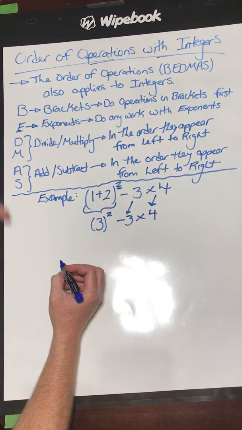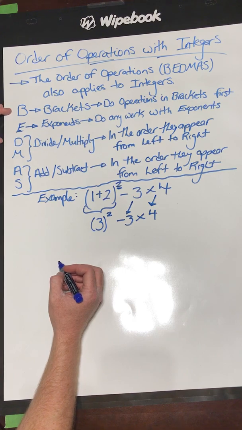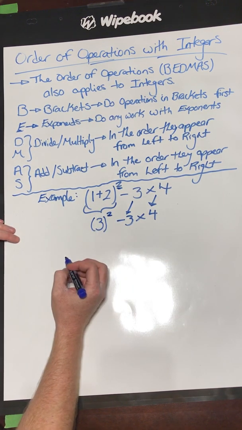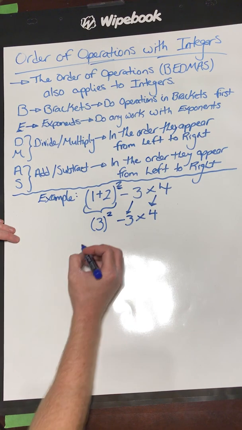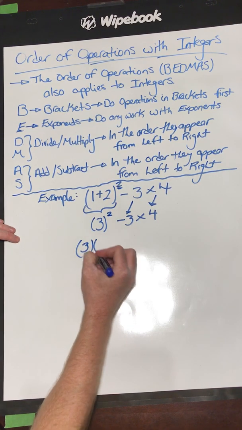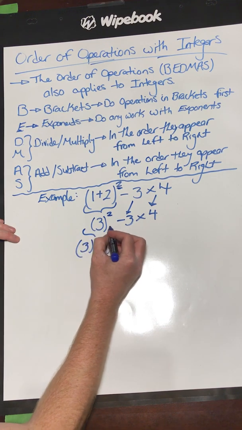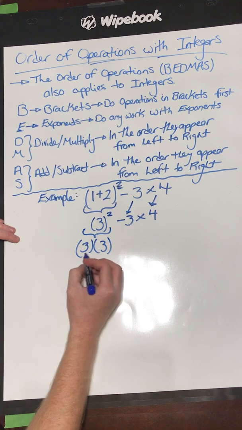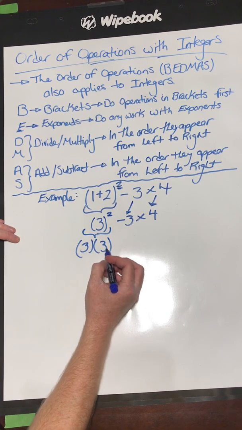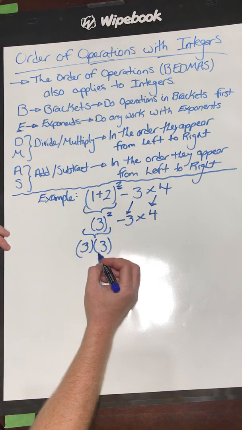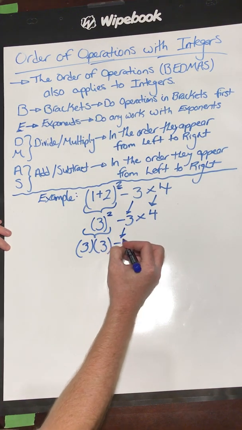Now, do I have any more brackets? Do I have to do operations in brackets? No. So I go to exponents. Do I have any exponents? Yes, this squared. And remember that this squared means 3 times 3. It does not mean 3 times 2, but 3 times 3. So I'm going to write that out. Some of you might know what 3 squared is, but I'm going to write it out here. And everything else I bring down.